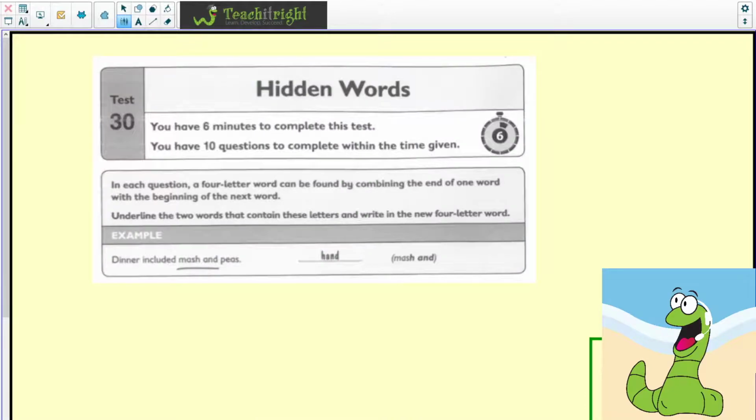Right, let's move on to the last question type. And this is hidden words. These are hidden 4-letter words. Now, it's important to remember they come between 2 words. Sometimes they could come across 3, so you might get 1, 2, 1. So if I had something like mast, for example. But generally, they're 3 letters and 1 letter, or 1 letter and 3 letters, or 2 letters and 2 letters. Obviously, you wouldn't have a 4-letter word on its own.